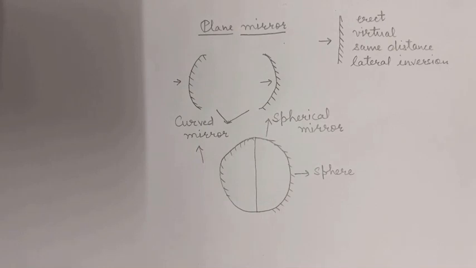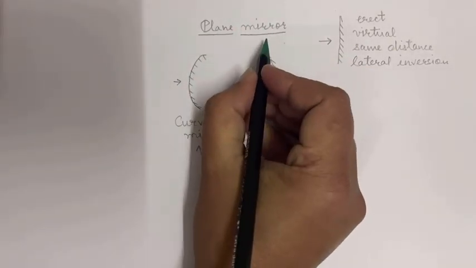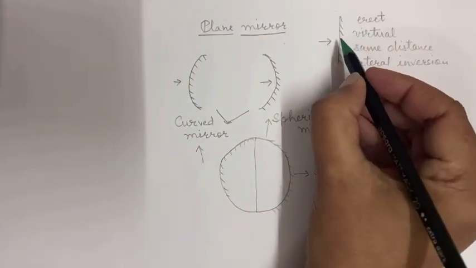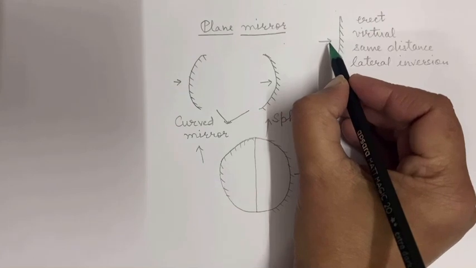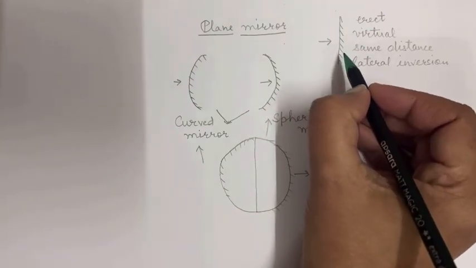Hello everyone. Till now we have read about plane mirror. Now plane mirror is basically a mirror which has a flat reflecting surface. This is the flat reflecting surface of the plane mirror and this side is polished.